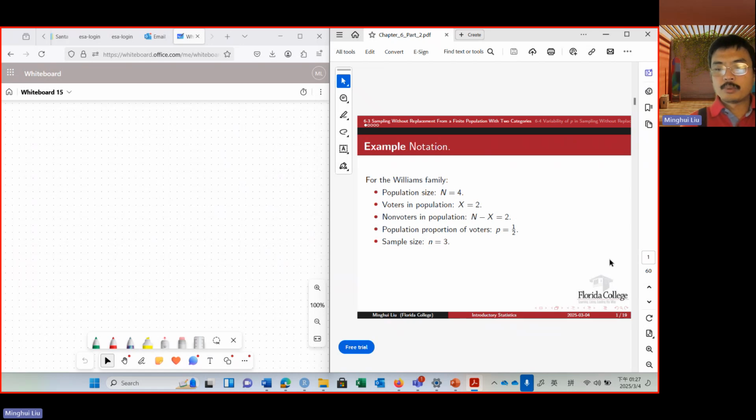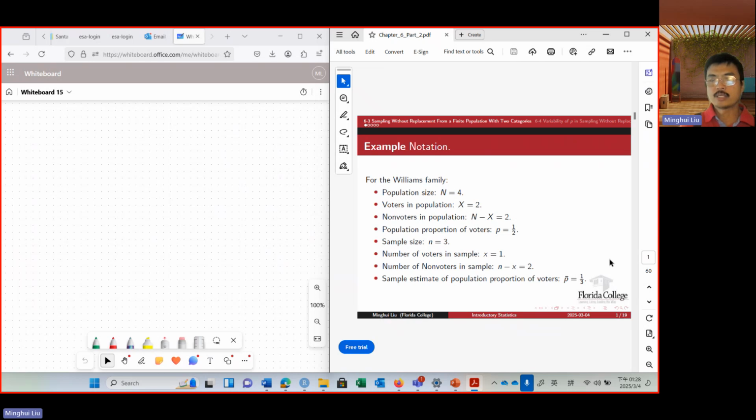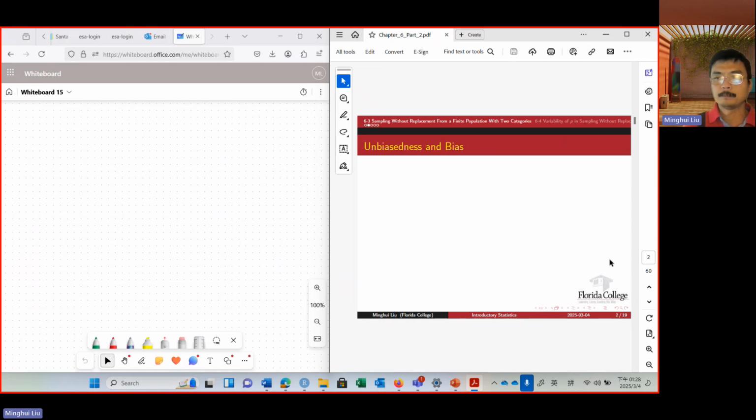So let's say we choose samples of size n, a sample of size 3, n equals 3, and we also know that the number of voters in this sample is 1. So this is assuming that we chose a sample of size 3, one of them is a voter, the other 2 are not. And then the number of non-voters in this sample is equal to 2. And then we have the sample estimate of the population proportion of voters, p bar, is equal to 1/3. In this case, p bar is not the same as p, as expected, because they are usually not equal. They could be equal, but they are usually not. And the p bar is only an estimate of p.